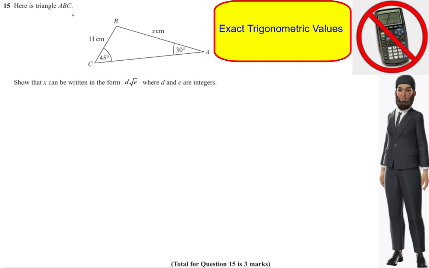Here is a triangle ABC. Show that x can be written in the form d root e, where d and e are integers.